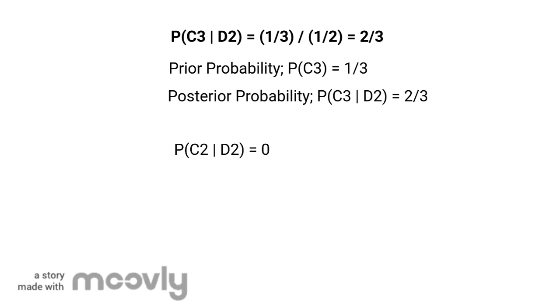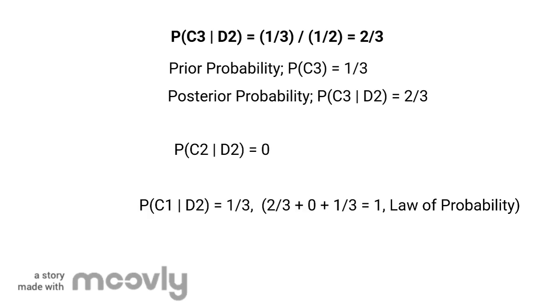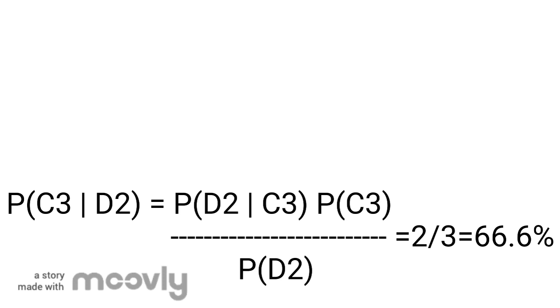Similarly, the probability of the car behind door number 2, given the game host opens door number 2 to reveal the goat, is 0. Using the probability rule, we can compute the probability of the car behind door number 1, given the game host opens door number 2 to reveal the goat, as 1/3, because individual probabilities sum to 1. We can conclude, no matter which door you pick and no matter which door the game host opens to reveal the goat, always switching gives us a 66.66% chance of winning the car.